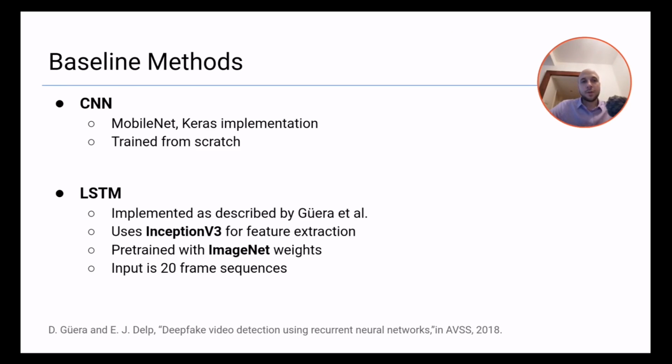As the baseline methods for deepfake detectors, we use two approaches. First, convolutional neural network, which is MobileNet, and we use Keras implementation, and we trained it from scratch. The second approach is recurrent neural network with long short-term memory units, and it was implemented as described in the paper below. We also use pre-trained Inception v3 on ImageNet for raw feature extraction, and the input was a sequence of 20 frames into recurrent neural network.